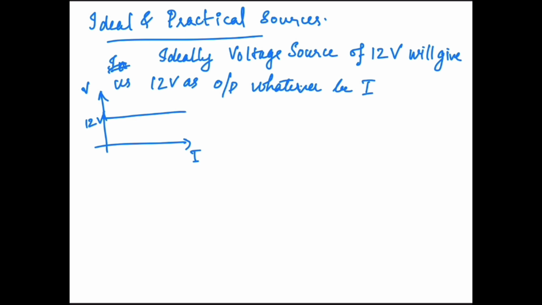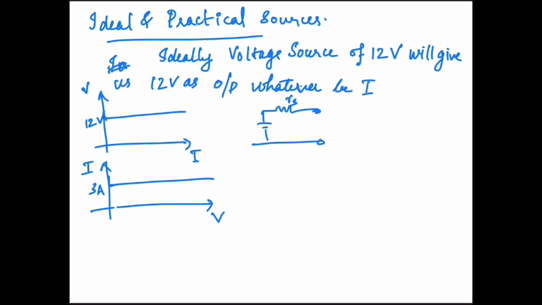And for an ideal current source, if we give a 3 ampere current, as the voltage increases, we will get a constant 3 ampere current. So this will be the ideal 3 ampere DC current source and DC voltage source. But practically, is it possible? No, it is not possible. Practically, for a voltage source, there will be a series resistance, whose value will be very small, less than 50 ohm.